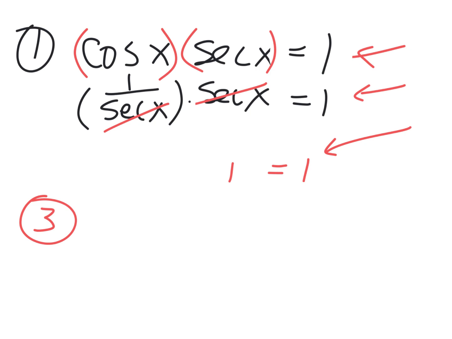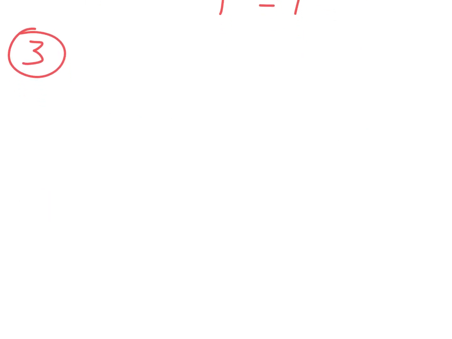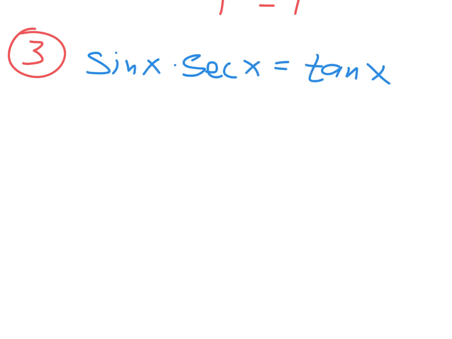Number 3. Mason, would you please read me number 3? Sine of x and secant of x. If they're right next to each other, it means times. Times equals tangent of x. Equals tangent of x. All right. So again, they told me the answer. That's kind of nice. Now I can just see how I could do some swaps here.